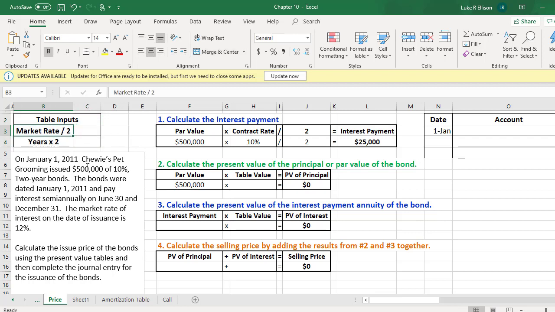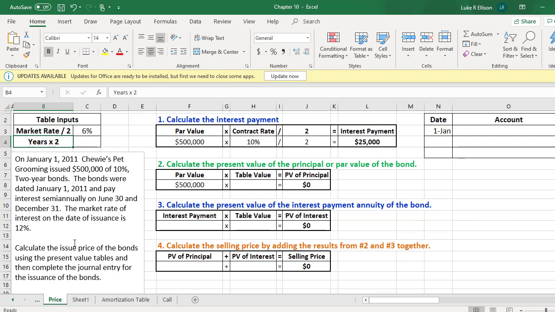So first we need the market rate of interest divided by 2. And if we look a little bit further down, we see that the market rate of interest is 12%. So we take 12%, divide that by 2, that's going to give us 6%. Now what they mean by market rate is they just mean other bonds that are similar, maybe issued by other companies that are of similar size, maybe in the same industry. They're issuing their bonds at about 12% rate of interest.